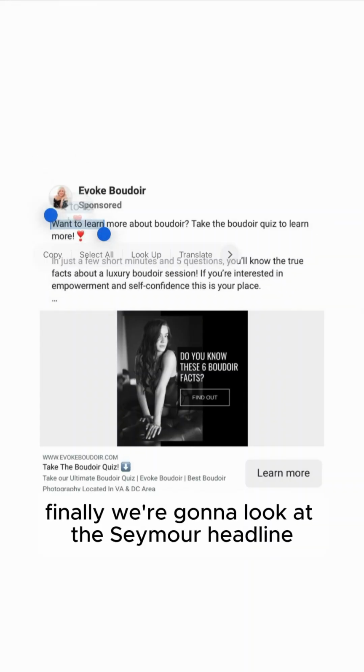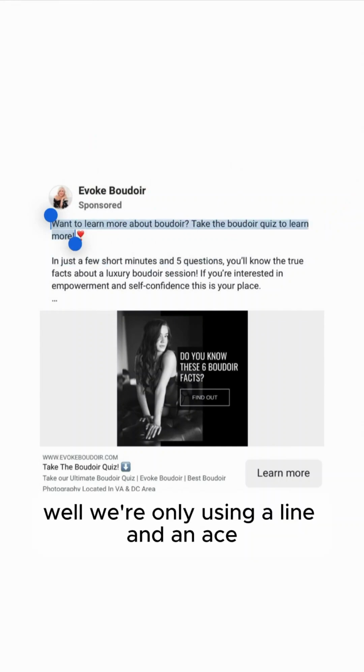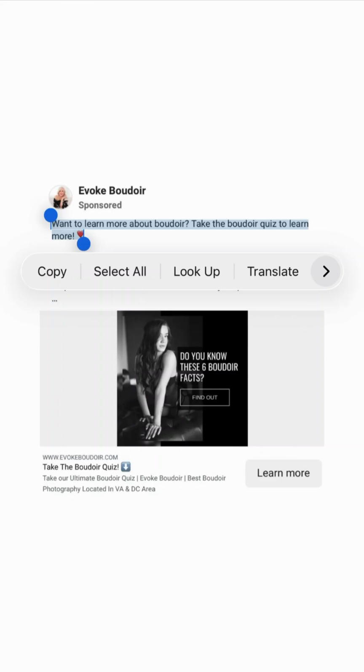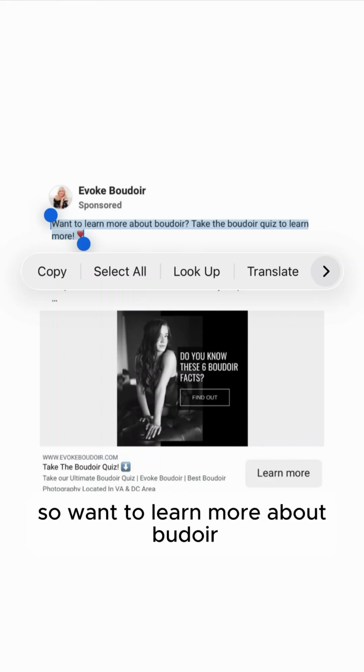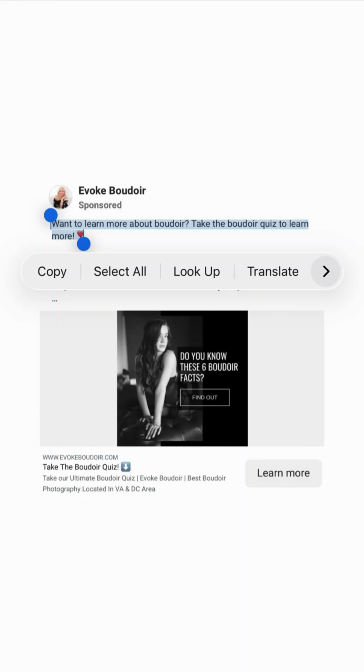Finally, we're going to look at the See More headline. First 2 3/4 lines on the Facebook mobile news feed. Well, we're only using a line and an eighth. So: want to learn more about Boudoir? Take the Boudoir quiz to learn more. All right, so this is the lack of context mistake.